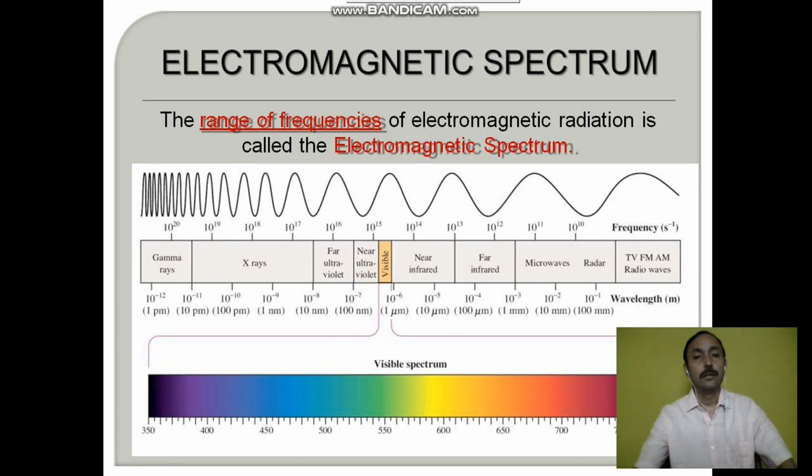it is in the range of near ultraviolet, and visible range is 400 nanometer to 700 nanometer. It is the visible range of light. And 1 micrometer to 10 micrometer is near infrared, from this part frequency of 10 to the power 13 Hz to 10 to the power 12 Hz, then it is far infrared, and this is the microwave, radar, TV, FM, AM. These are the wavelengths. This is the visible spectrum, 350 to 800 nanometer.